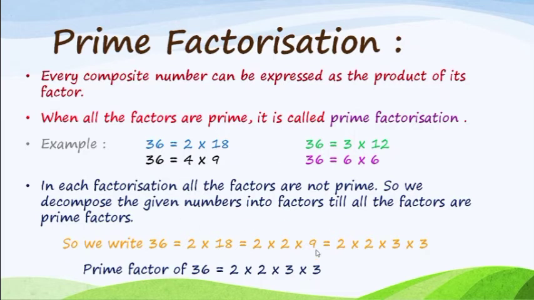But here you will see 9 comes in the table of 1 also, 9 comes in the table of 3 also, 9 comes in the table of 9 also. So it is not a prime number. So you have to decompose it and write it in this manner. So this is all about prime factorization.